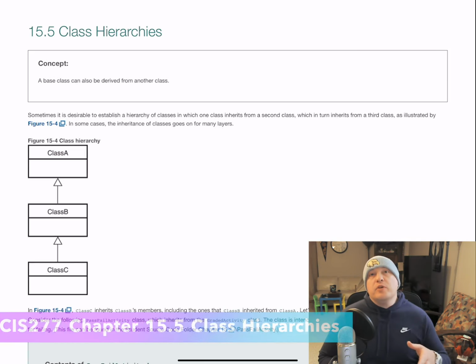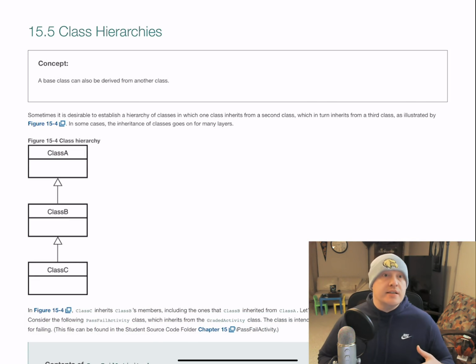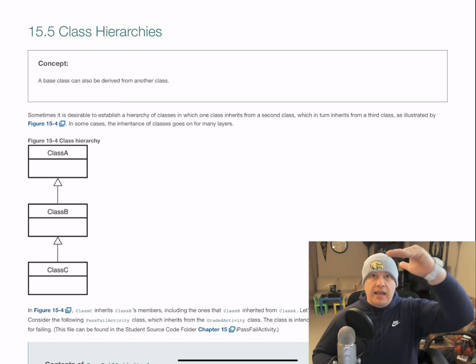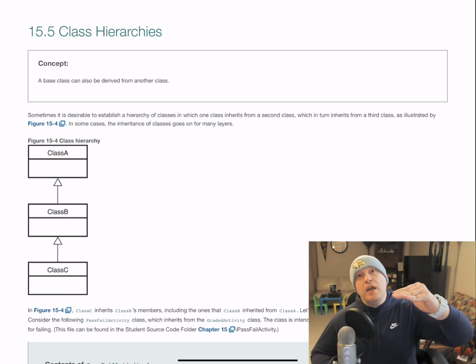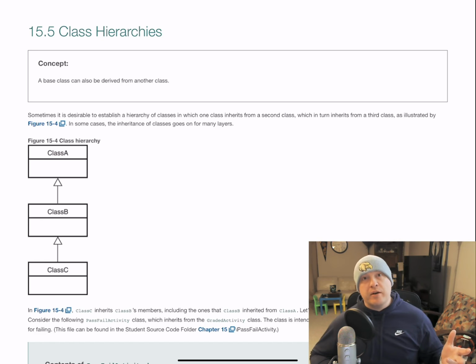On page 942, we've got the idea of a class hierarchy. This is going to be 15.5. And really what we're saying is if we've got multiple classes, C, B, and A, if C inherits from B and B inherits from A, I know it's going backwards, but I think you guys are okay with that.